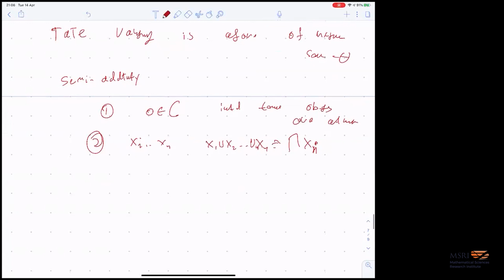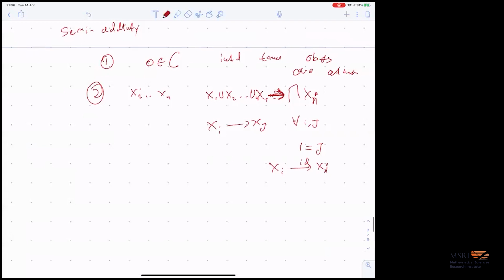And what do I mean by the same? There's a canonical map from this side to this side that you can write down. What is this canonical map? Well, to write down a map from the coproduct to the product, I need to give you a map from xi to xj for every i and j. If i equals j, I'm just going to take the identity, because that's a special map from i to i. And if i is different than j, well, I need to give you a special map from xi to xj.